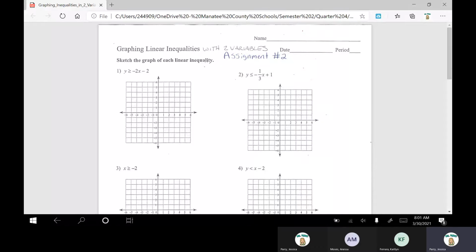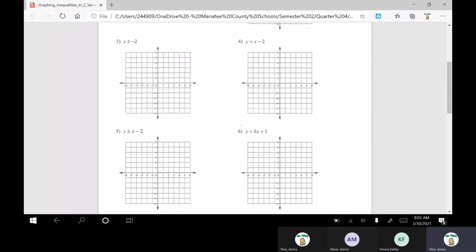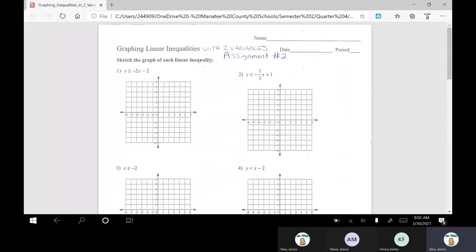And today we're working on graphing linear inequalities of two variables. It's assignment number 2. Don't worry about that it says number 2, that's just what it's called. But we're only going to be doing, I think it's a total of 2 pages on here. We're only going to be doing the first page. And I'll help you guys get started on this since we worked on it a little bit last week for the one day, just to kind of refresh your memory.